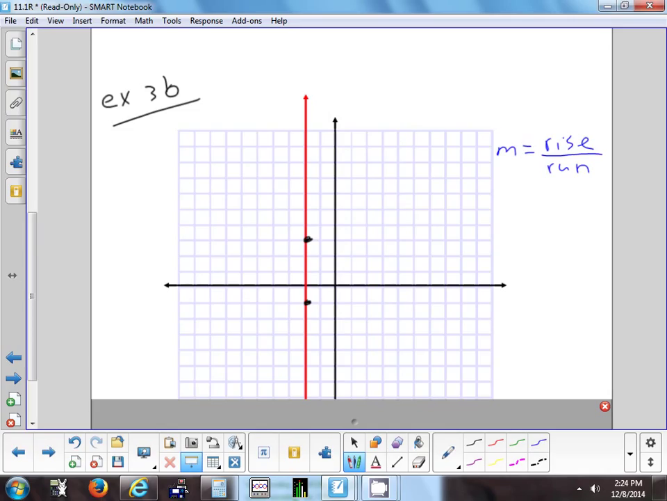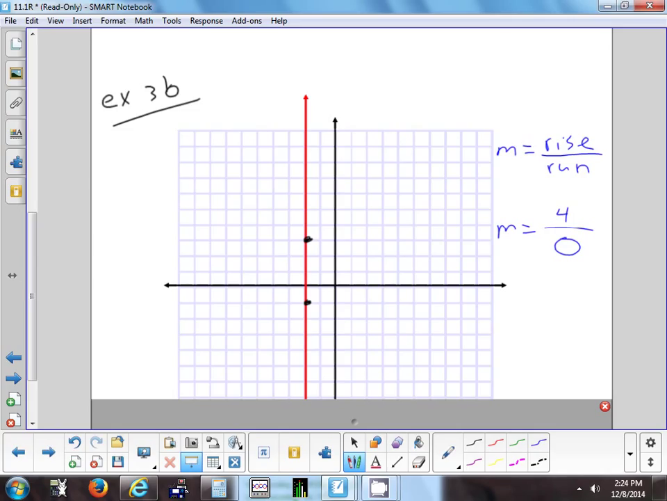Okay, what's my rise here? Elijah, what's my rise? Negative 2? So between those 2 points, how much do I go up? 1, 2, 3, 4. Now, what about my run? 0. Does everybody see why the run is 0? Because it's just the same thing. Yeah, you don't go left or right to get from one point to the other.